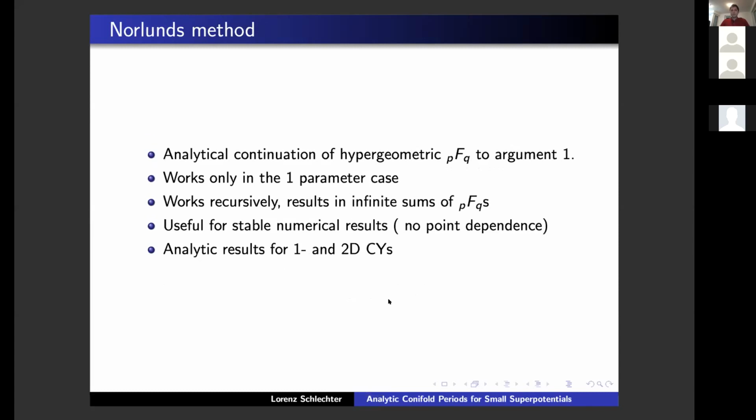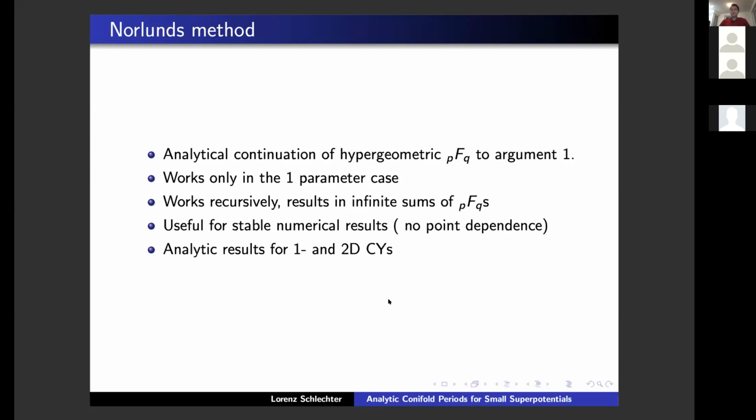So Nørlund's method of Scheidegger is actually quite closely related to our work. What he does is he takes a hypergeometric function and analytically continues it to argument 1. This only works in a 1-parameter case, and it works recursively. What he does is he takes a pFq function and rewrites it as an infinite sum of (p-1)F(q-1) functions, and does this until he hits a 2F1 function, where then he can use Euler's reflection formula to get a result. The result is therefore an infinite sum of pFq functions.